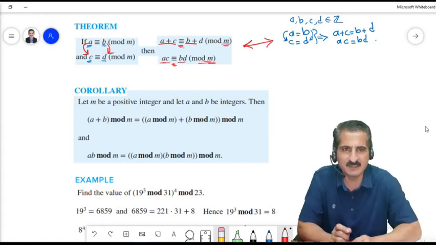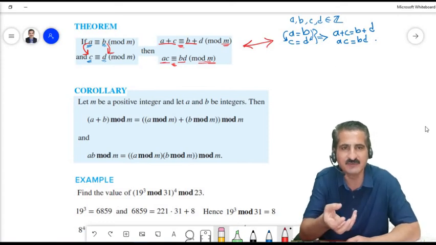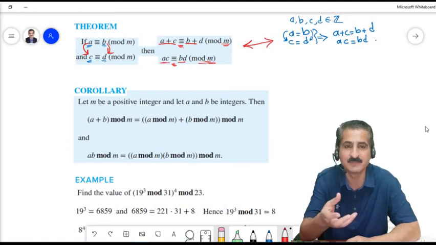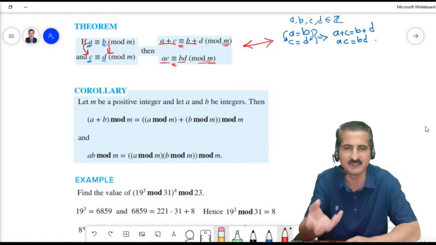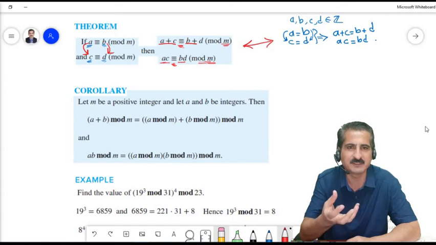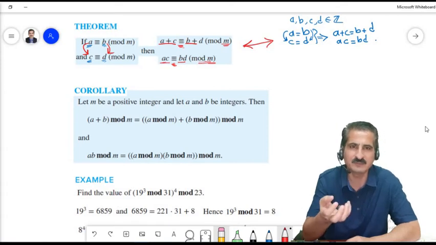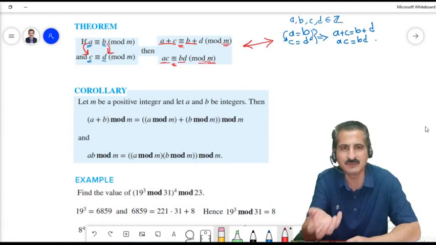And this will help us to do modular arithmetic. So the title of the section that we are working on is called Modular Arithmetic. Arithmetic means we want to do computations: multiply, add, take to power, subtract. This is arithmetic. But we want to do it according to some modulo. That's why we call it modular arithmetic.